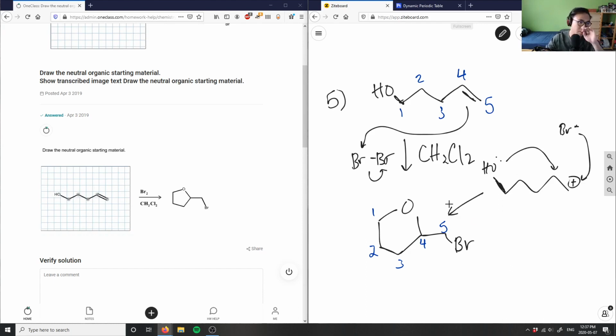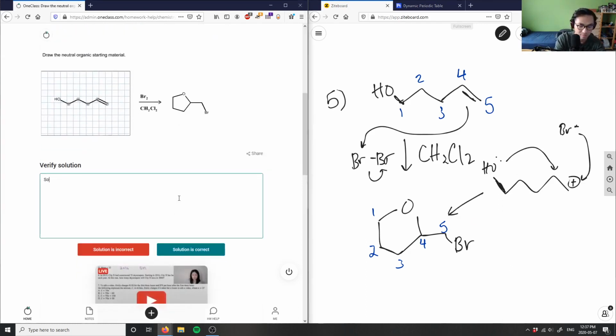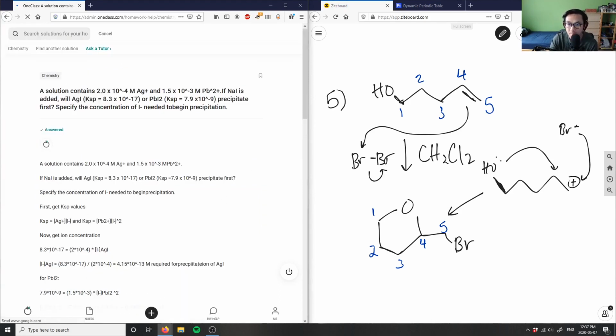So the solution here is correct. It's a great analysis as well. I'm just going to say the solution here is correct. That's about it.